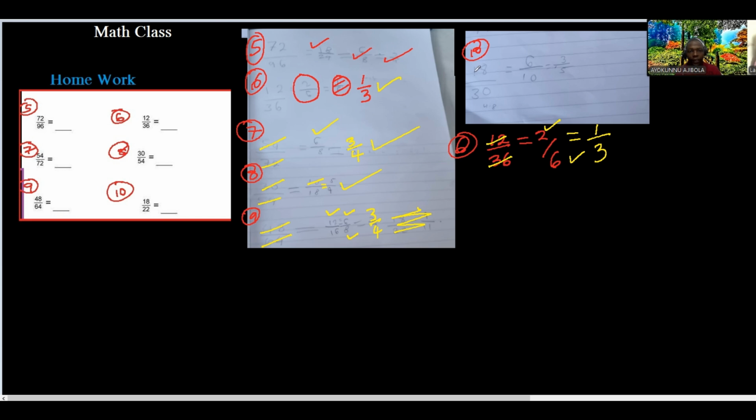So if you divide this by 3, you have 6 here. By 3 again, you have 10 here. And 6 over 10, if you divide this by 2, you have 3. By 2 again, you have 5. So your answer is 3 over 5, right?